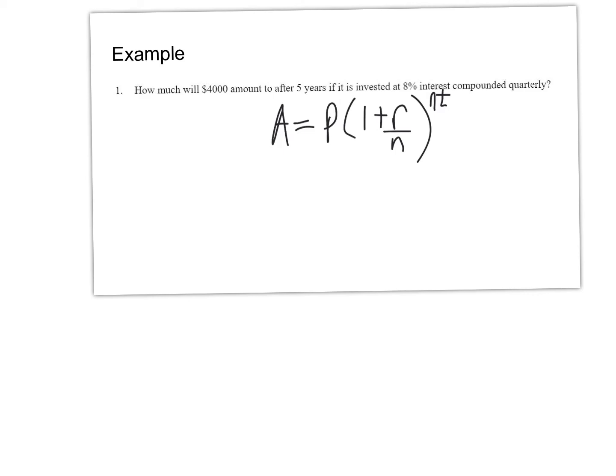Okay, so let's fill in again. Let's highlight what we know. $4,000, that's going to be our starting principal. After 5 years, that's going to be our time. Invested at 8%, that's my interest, but remember it goes in as a decimal, so it's going to go in as 0.08, and we'll do our little markup on the side. And the last important thing is compounded quarterly. So that's going to be our N.